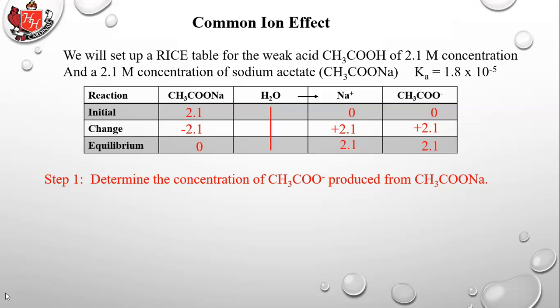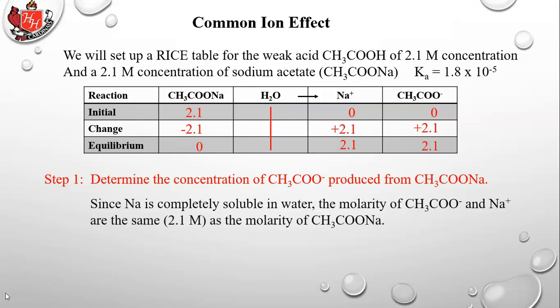Now, you didn't really have to set up this RICE table if you understood that sodium acetate will totally dissociate. If you put in 2.1 molar of sodium acetate, that's CH3COONa, you're going to end up at the end with 2.1 molar of acetate ions, CH3COO-. Since Na is completely soluble in water, the molarity of CH3COO- and Na+ are the same. That's 2.1 molar, the initial concentration of sodium acetate.